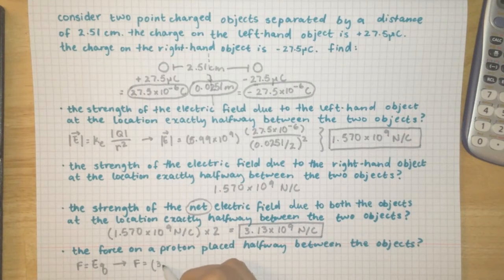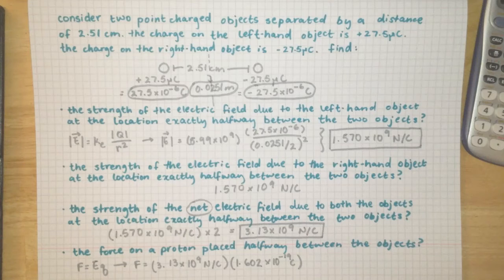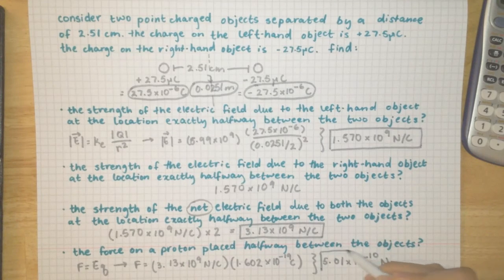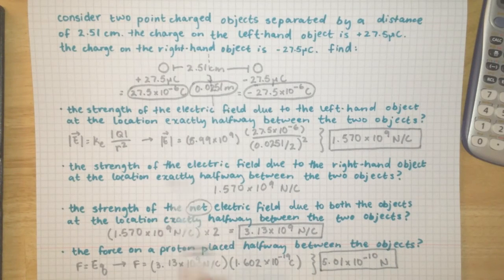So 3.13 times 10 to the ninth. And then Q will be the charge of a proton. The charge of a proton is 1.602 times 10 to the negative 19th coulombs. And so we can just multiply these two in the calculator, and we get 5.01 times 10 to the negative 10th, and force is in newtons. So this is the force on a proton that will be placed exactly halfway between these two objects.